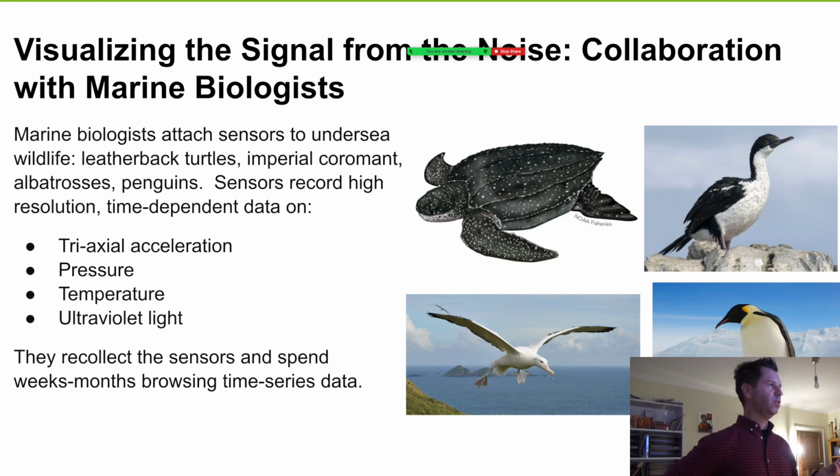They grab the sensor back from the animal, and they try to figure out what the animal did during that time that they were recording the sensor data. And the sensors record triaxial acceleration, pressure, temperature, and ultraviolet light, amongst other different attributes of the environment. And then they recollect the sensors and spend weeks or months browsing through the time series data to try to figure out what the animal did during that time.